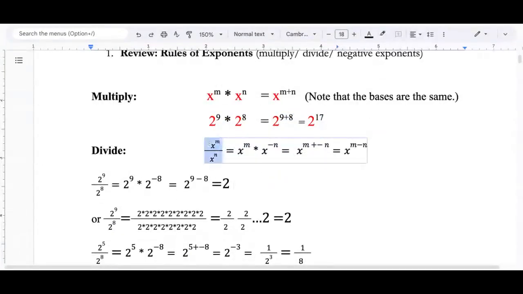If we have a division of the same base, we subtract the exponents. That becomes the exponent in the numerator minus the exponent in the denominator. Or another way to remember this: when x raised to something appears in the denominator, that's x raised to the negative exponent of that. So 2 raised to 9 divided by 2 raised to 8, that's just 2, right? It's 2 raised to 9 minus 8, that's 2.